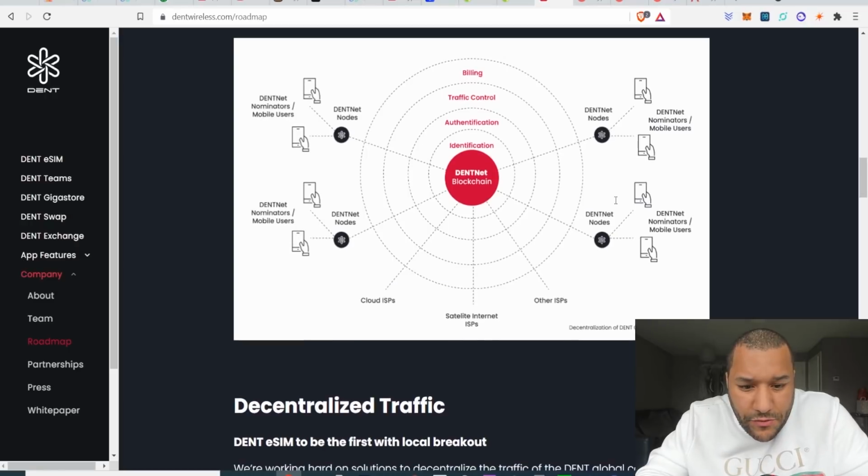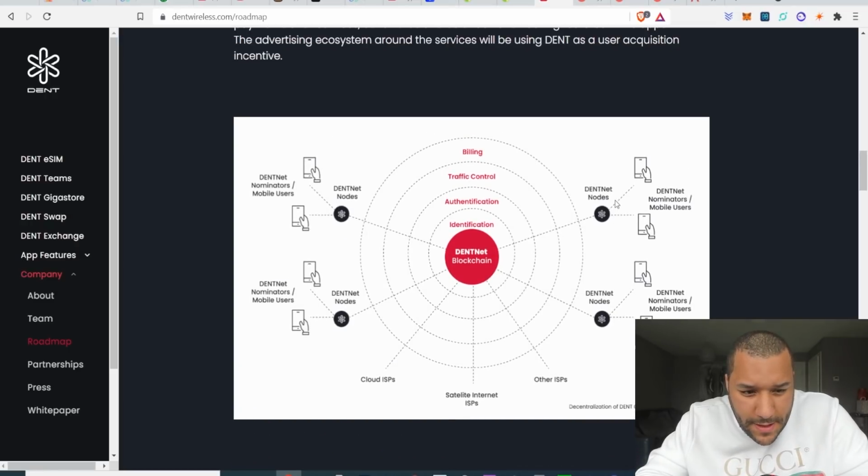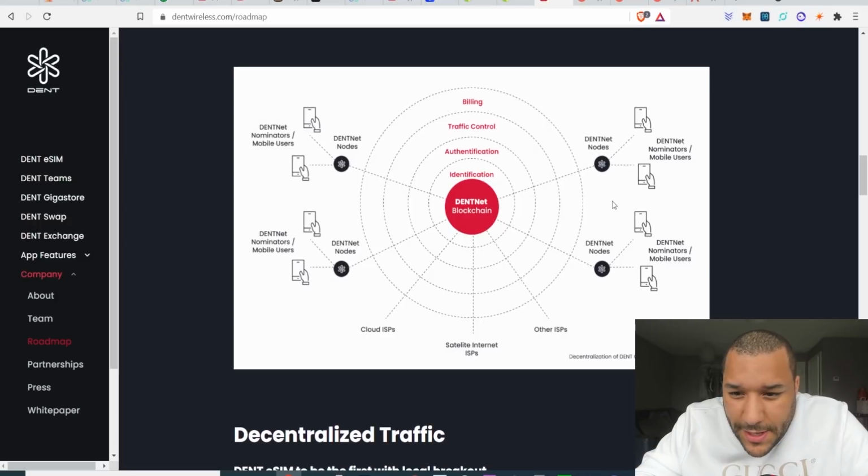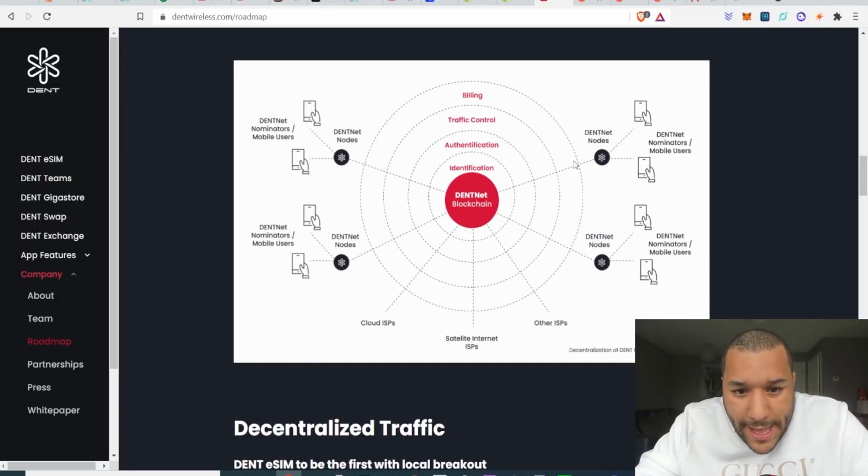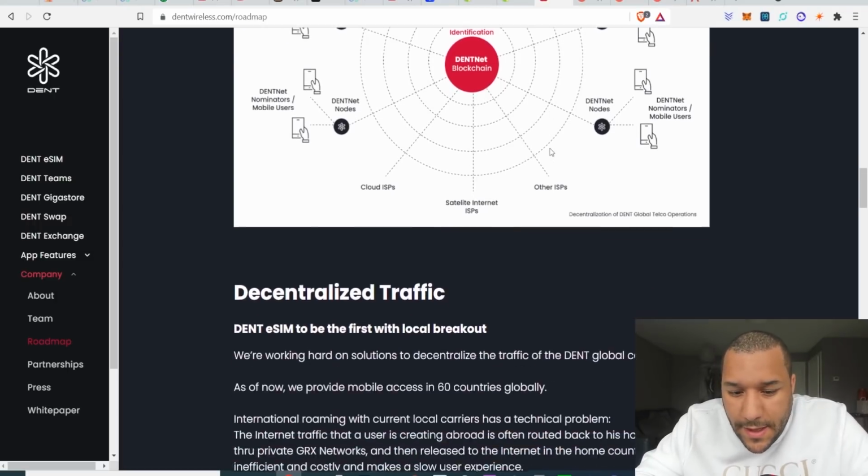Where's the roadmap? Let's just have a look real quick. Is this part of the roadmap? I'm guessing it is. So it's showing here just a little diagram of how it works and how you connect and what your phone's doing. Let's just quickly scroll down.